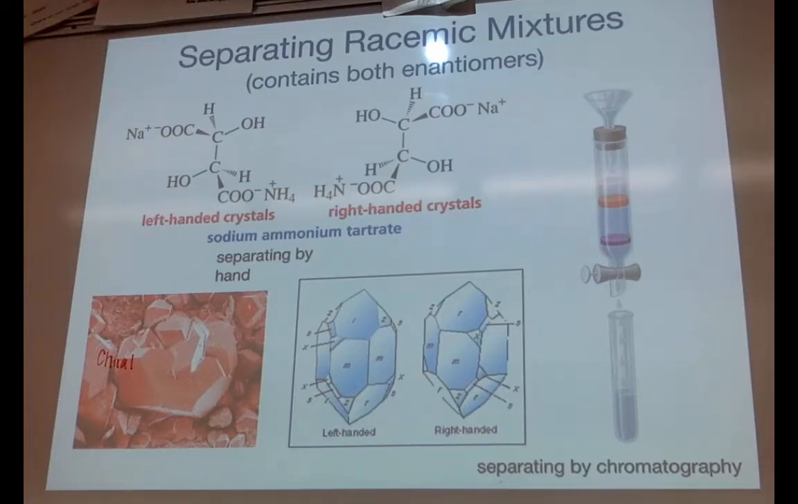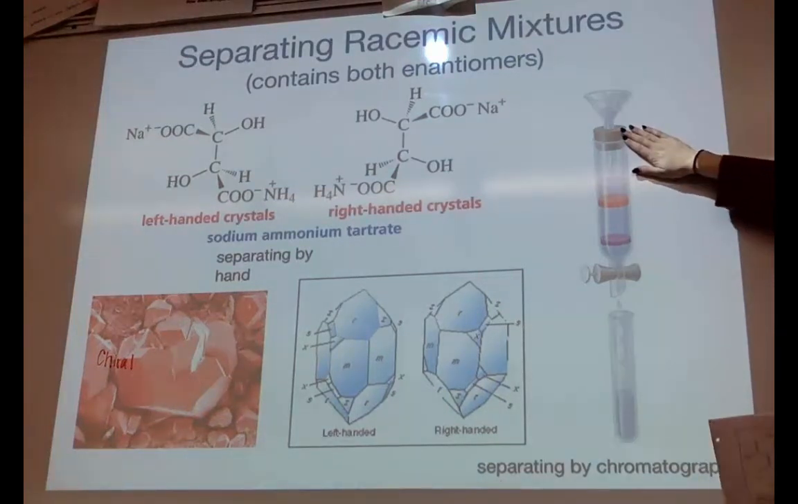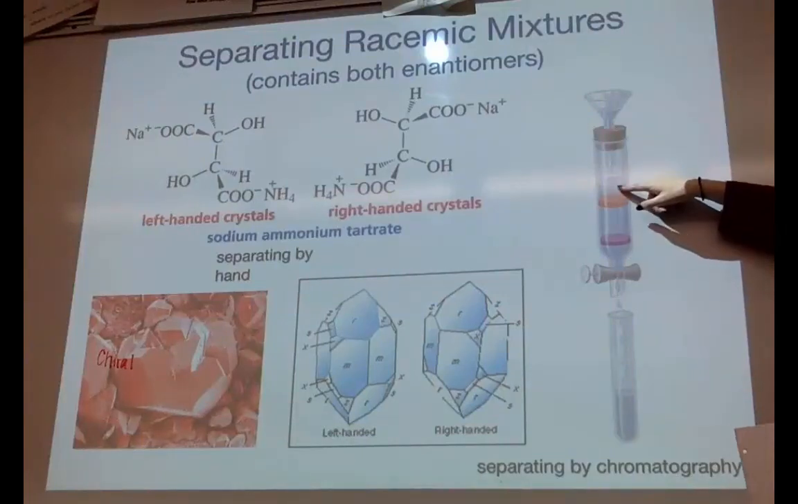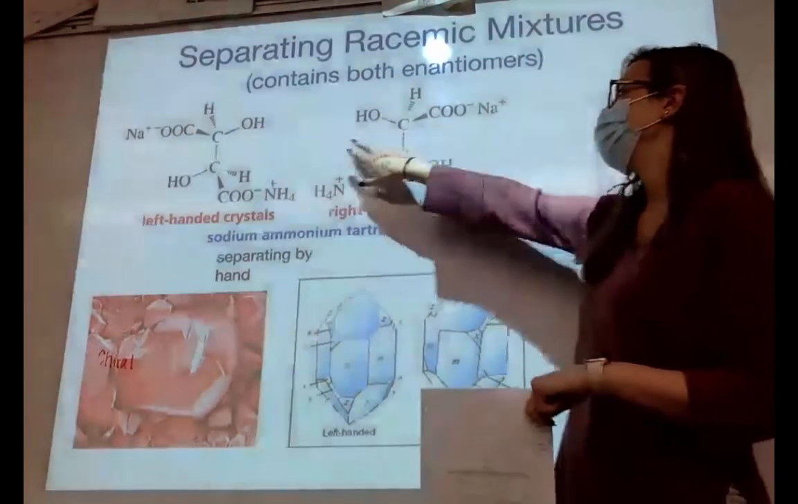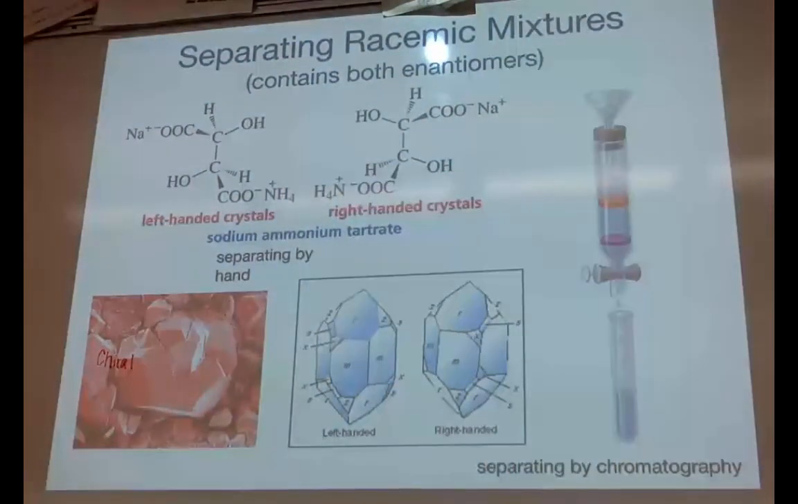Now, one way that we can separate racemic mixtures is through chromatography. This is column chromatography, which is a little bit different than paper chromatography that we did last year. But you can separate them because they're going to have slightly different polarities. So you can actually separate them using chromatography. But the biggest thing is a racemic mixture is just a 1-to-1 ratio of both enantiomers.